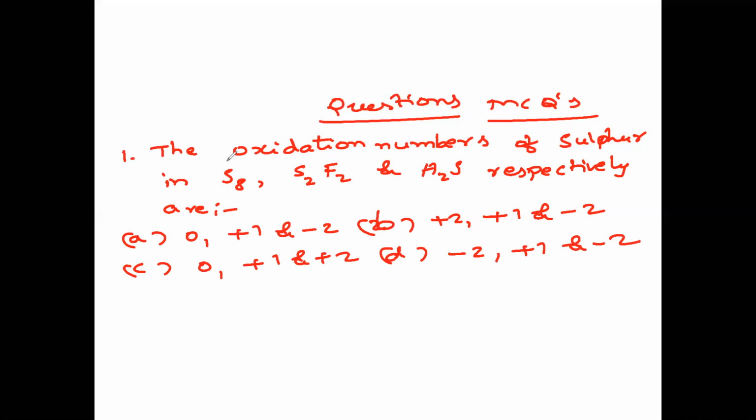Let us see. Already we know the oxidation state of elemental sulfur, that is the S8 molecule, is always 0. And here it is S2F2. Fluorine is more electronegative than sulfur, and the oxidation state of fluorine is always minus 1. So 2x minus 2 is equal to 0, which implies 2x is equal to 2, so x is equal to 1. So that is plus 1. And finally, we know hydrogen is more electropositive than sulfur, so sulfur will get minus 2. So the answer is the first option: 0, plus 1 and minus 2.